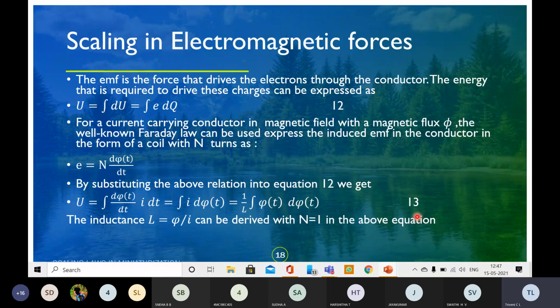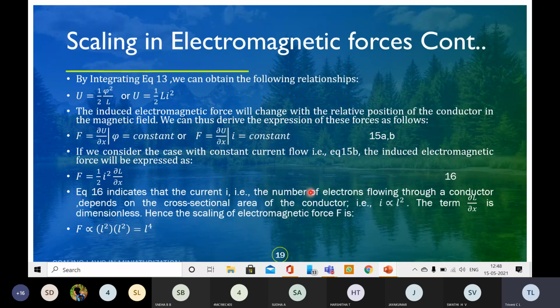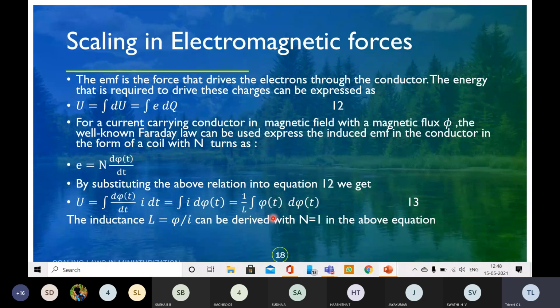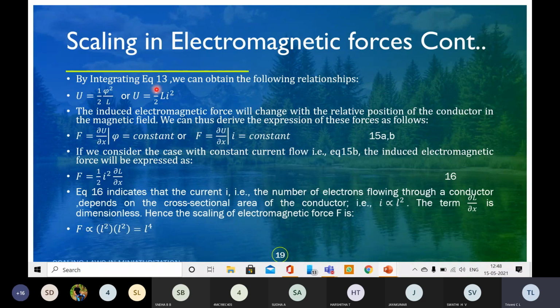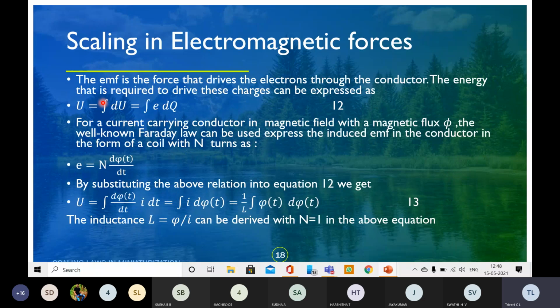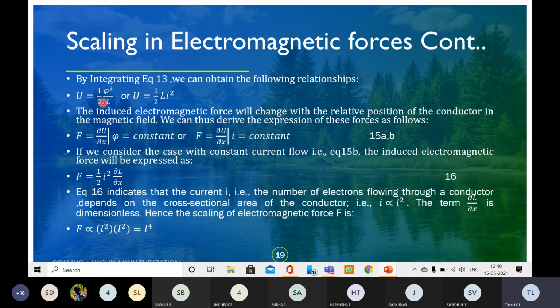Here we are taking the number of turns as 1. For n equal to 1, we have derived this equation, which represents the value for EMF. Now we take equation 13, U equal to 1 by L phi of t into d phi of t, and integrate it. Once you integrate, I get half into phi square by L, or we can also write U equal to 1 by 2 into L into I square.